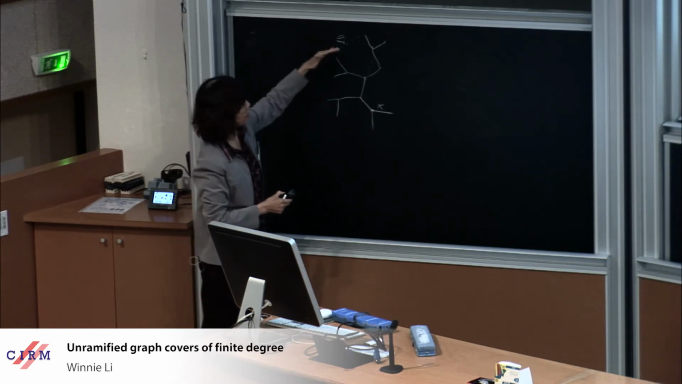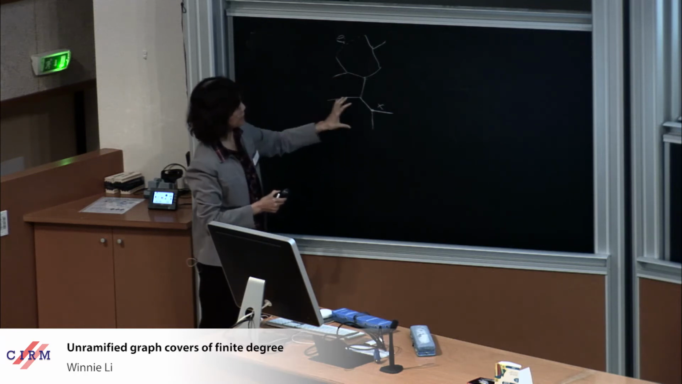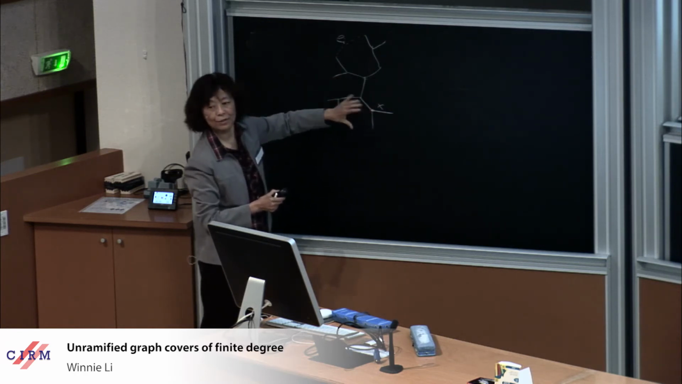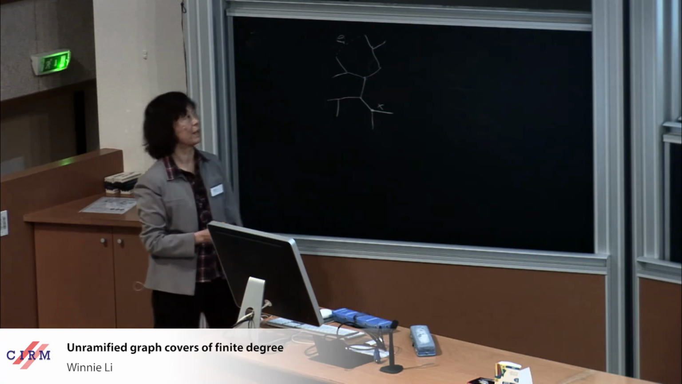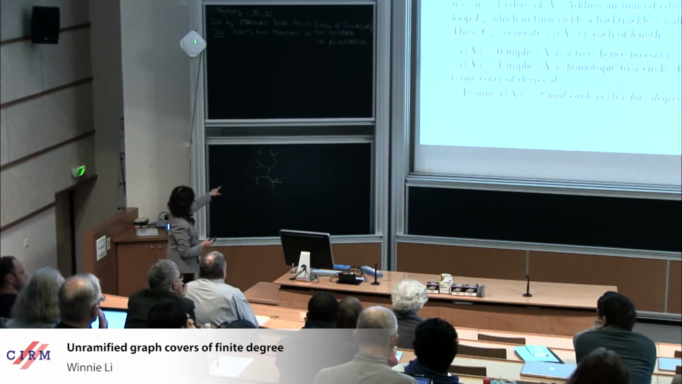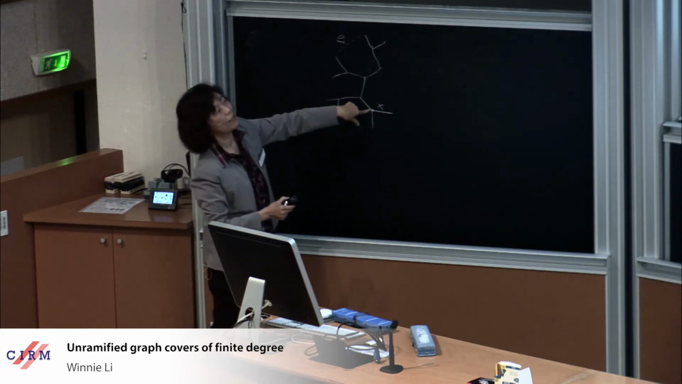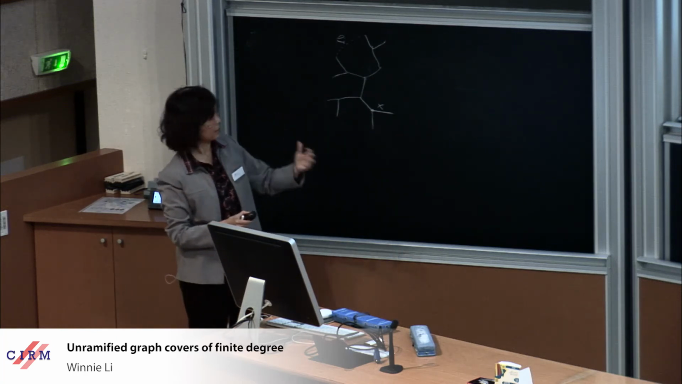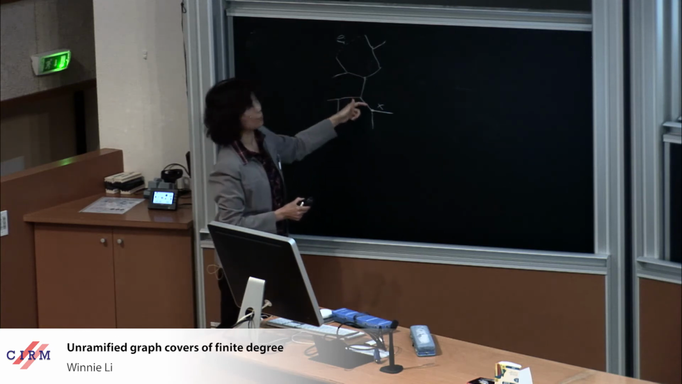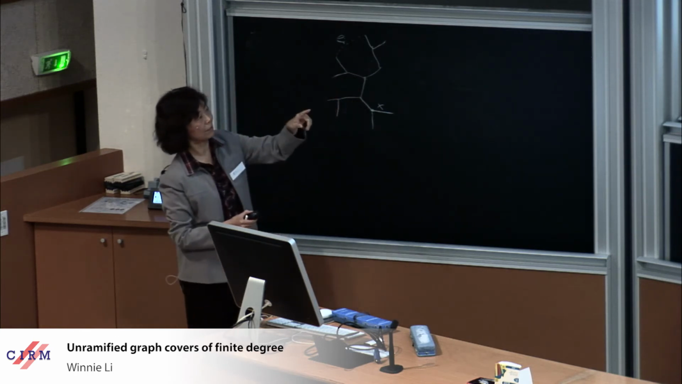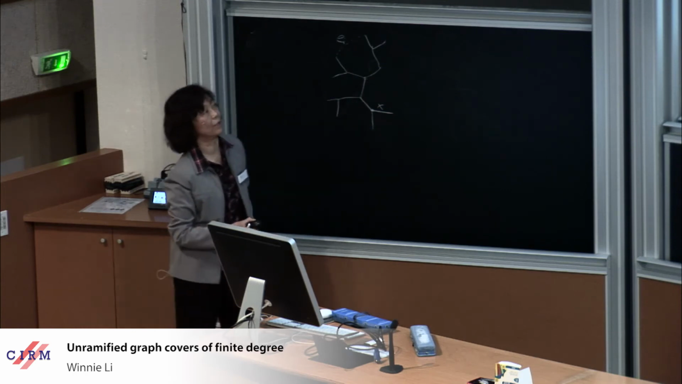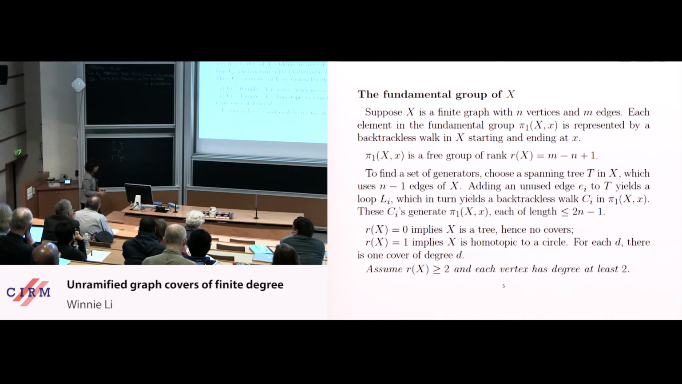So each unused edge will correspond to a unique element in the fundamental group. And this creates exactly the independent generators for the fundamental group. Also, in this way, when we choose the generators for this fundamental group, we can control the length of the cycle we use. It's bounded by twice the number of vertices minus 1.